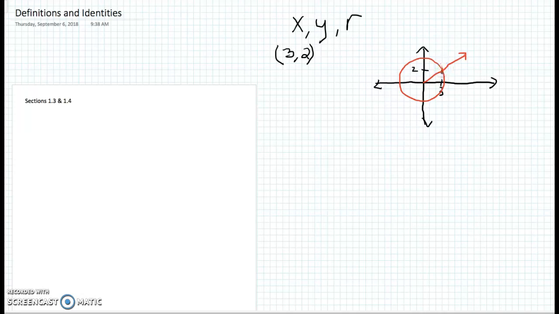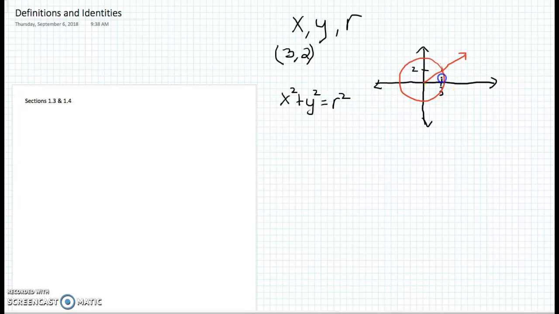So what I see is that I've got a circle, I've got an ordered pair, (3, 2), and therefore what would be the r value? What is the r value? Well, you have to calculate it, and it comes from the Pythagorean theorem. The Pythagorean theorem in this picture would be x squared plus y squared equals r squared.